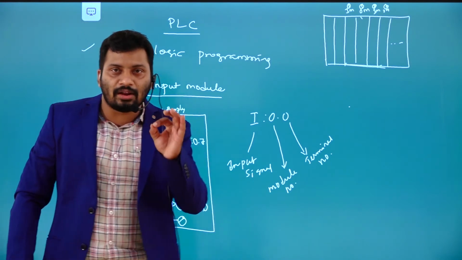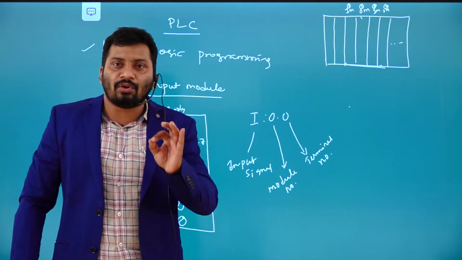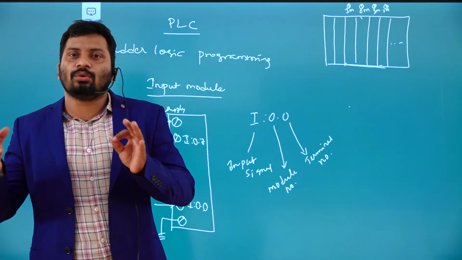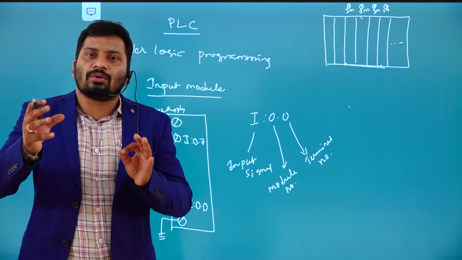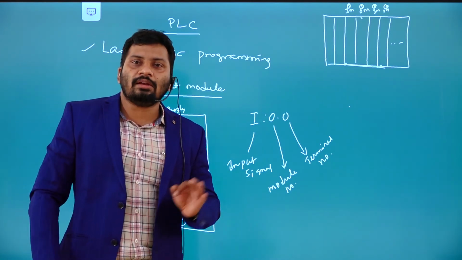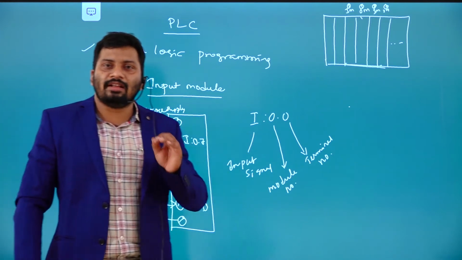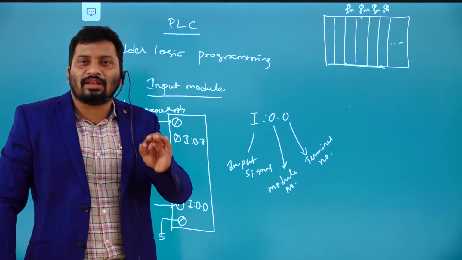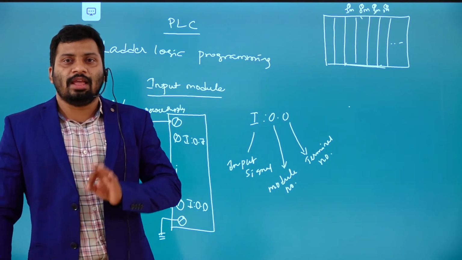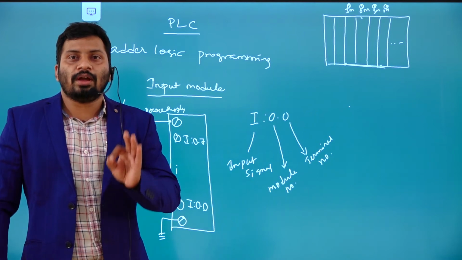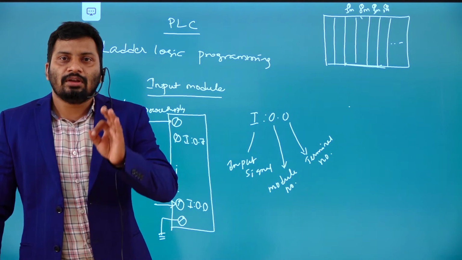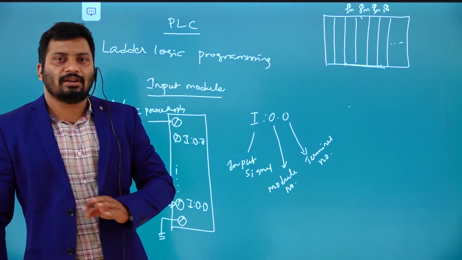Why? Because if a particular input module and output module are not enough to control that particular process, you can have a slot to extend the number of input modules and output modules in the PLC panel. Normally in industry also, we are going to have more than one input and output module, right? Along with the power supply module and CPU module, we are going to have more than one input and output module.